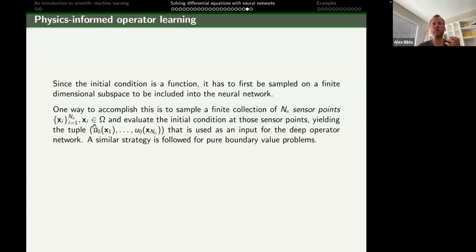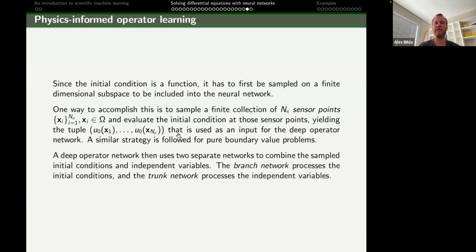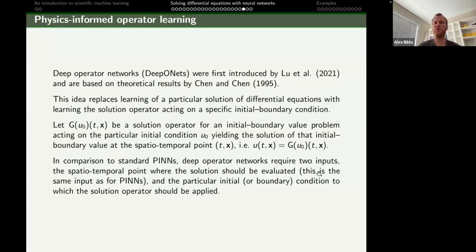The easiest way to do this is to define points similar to collocation points. Here they are called sensor points. You just define a fixed number of points throughout your spatial domain. Those points have to remain fixed each and every time you evaluate your solution operator, and you simply sample your initial condition there. So then this is a finite dimensional input, and you can pass it into the neural network.